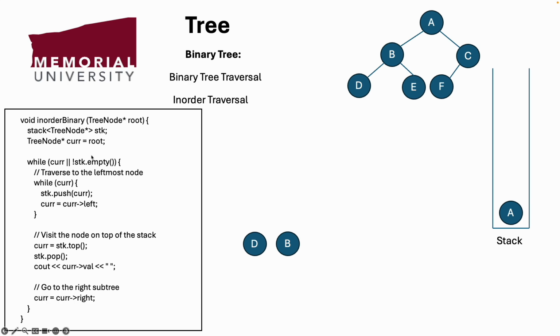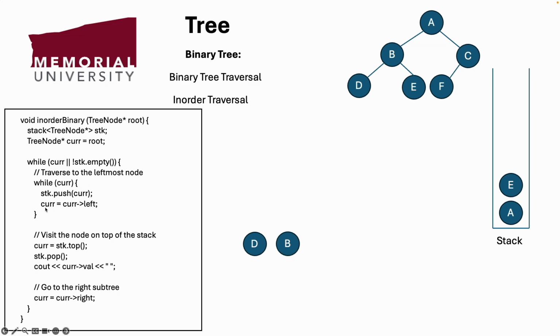Okay, now let's keep going within the while loop. Current points to E and stack is not empty. So the while loop can keep going. And for this inner while loop, current pointing to E is not none. So stack is going to push in node E, and current equals current left. For E, there are no children, right? No left child. So the current points to a null pointer.